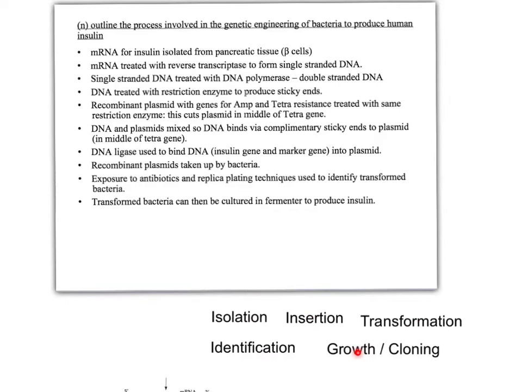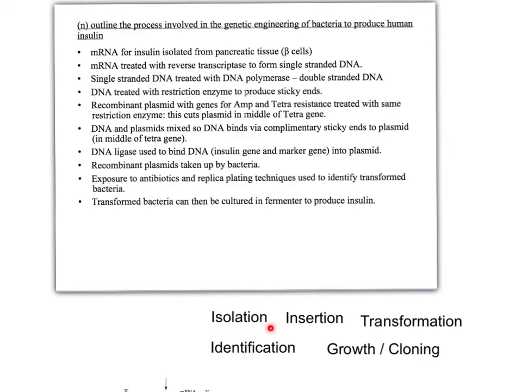So let's deal with the first example, which is the genetic engineering of bacteria to produce human insulin. I remember teaching this to some of you at GCSE. We go into this in a little bit more detail. So the first thing is isolation. Isolating the gene, in this case the gene for producing human insulin.